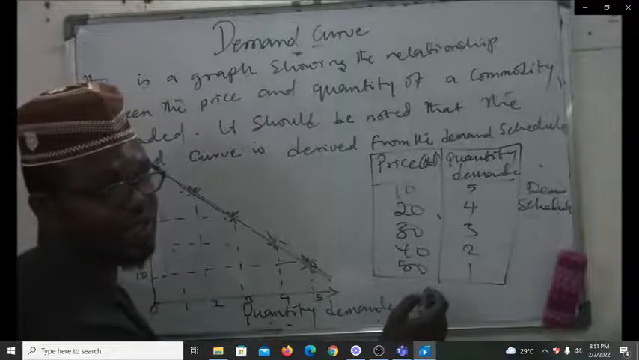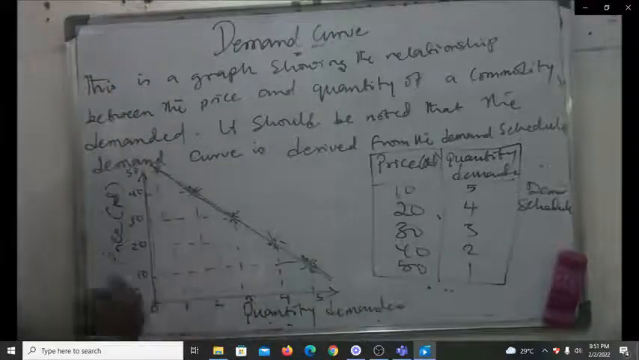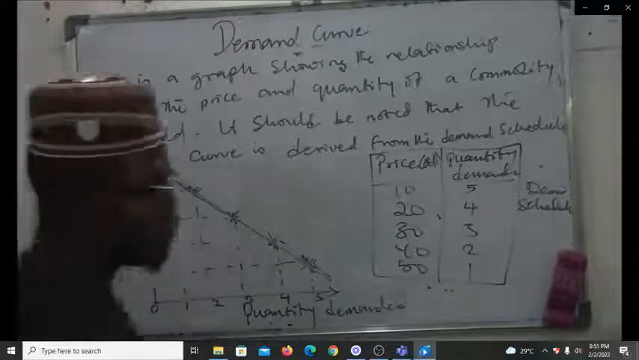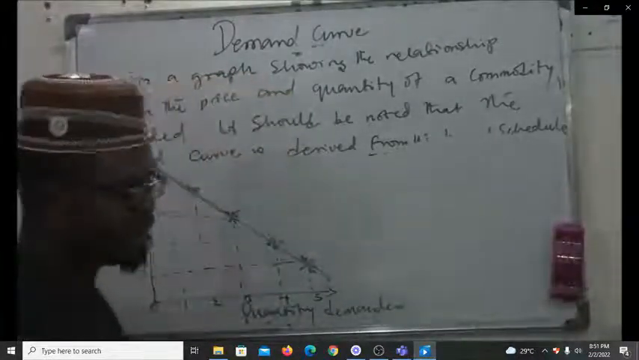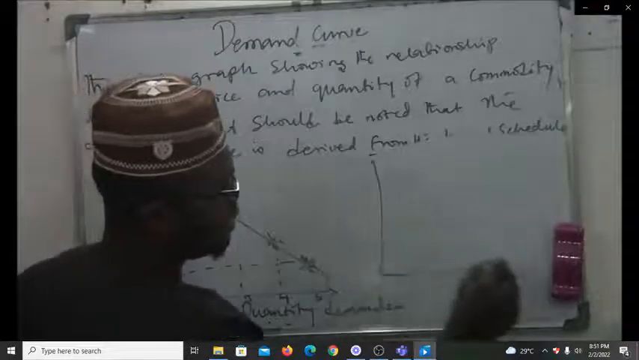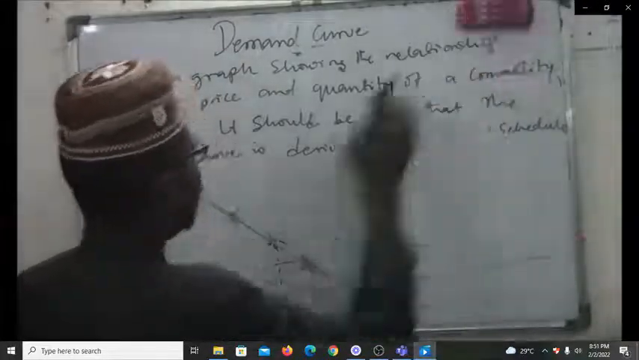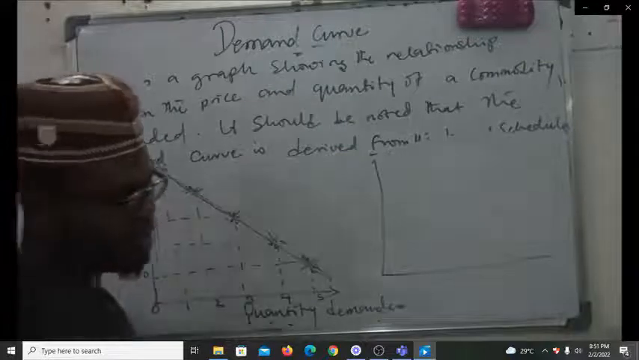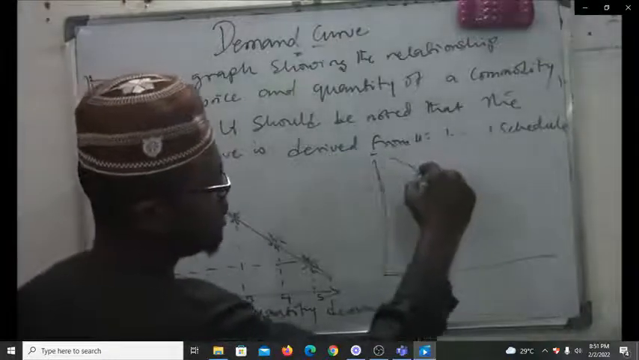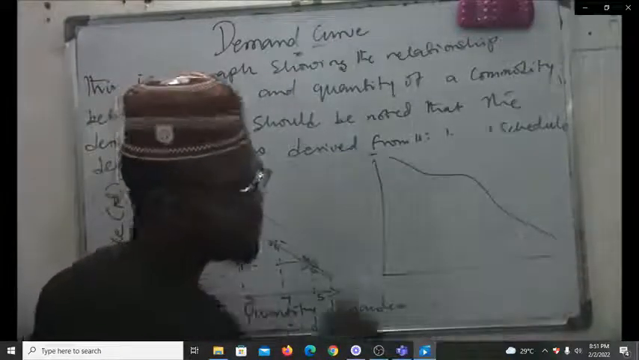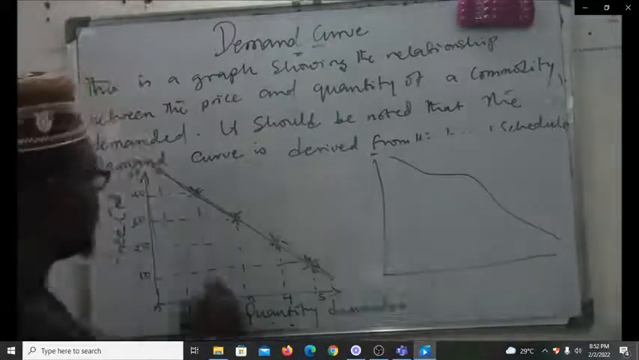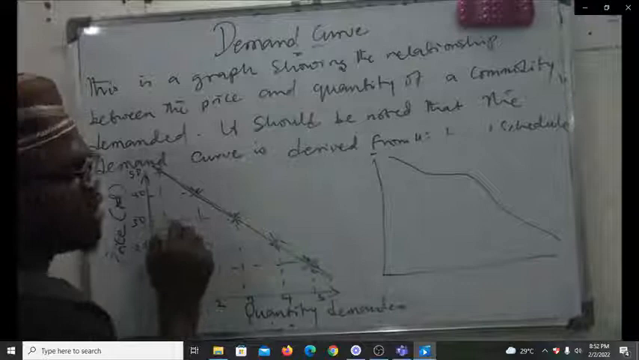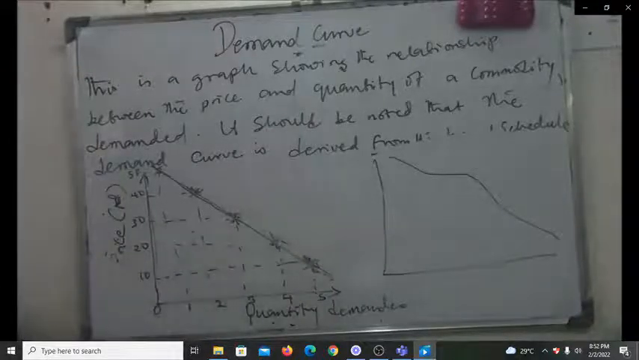This is for an individual demand schedule. This is how the curve looks. But if you have a market schedule, you see that the curve will look like this. This one is a straight line. For market schedule, it's not always a straight line. It moves like this. Is that clear? For market schedule, you have something like this, but for an individual schedule, you have this. So quickly, write it down. Okay, it's already written down.